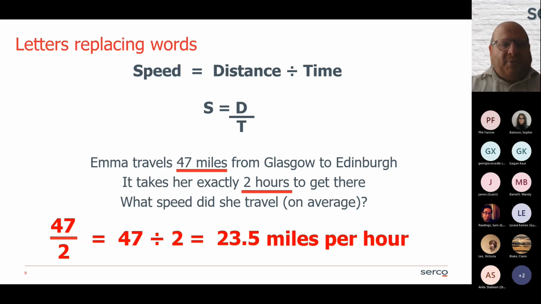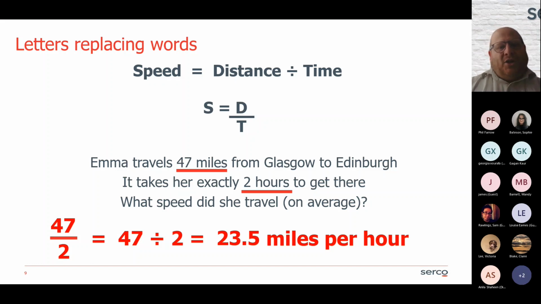So let's give you a scenario, and this could be a typical question you get in the test. Emma travels 47 miles from Glasgow to Edinburgh. I should say by car or bus or something. She didn't walk, because she walked quite quick, but it takes her exactly 2 hours to get there. I've rounded it to nice, relatively easy figures. So my question is, what speed did she travel on average?